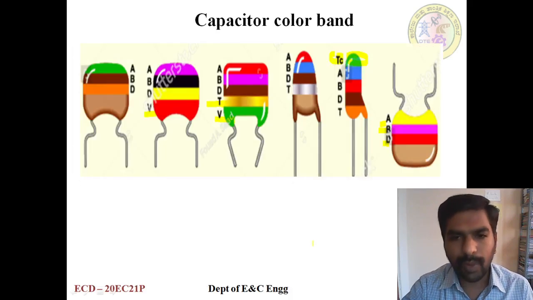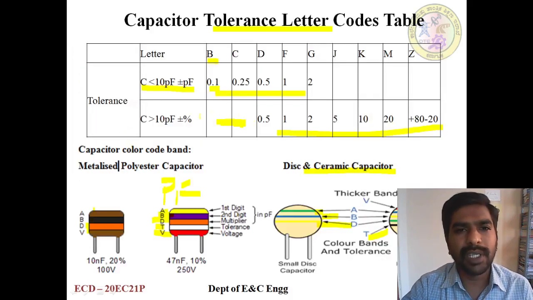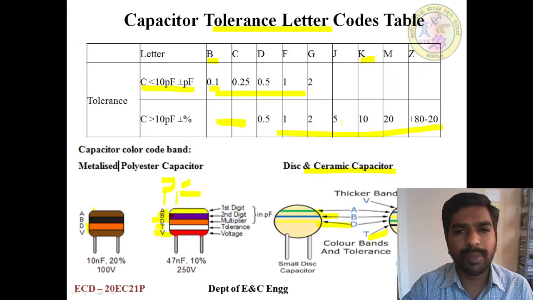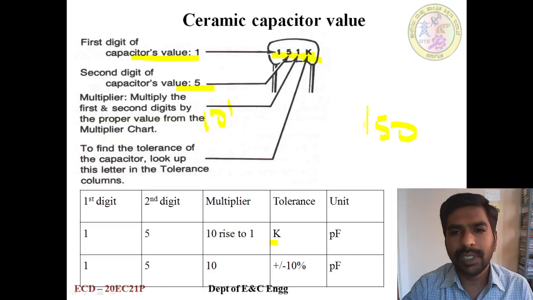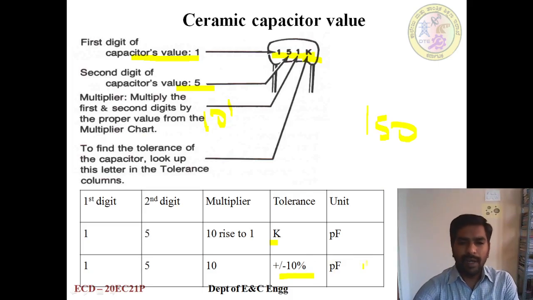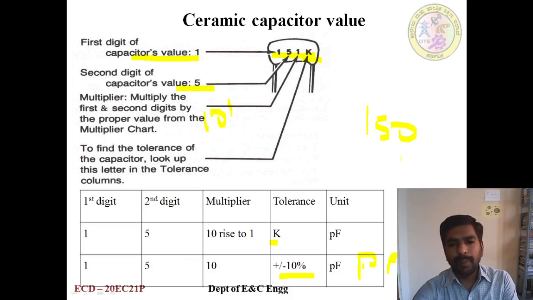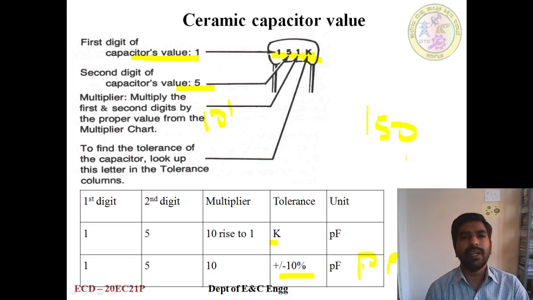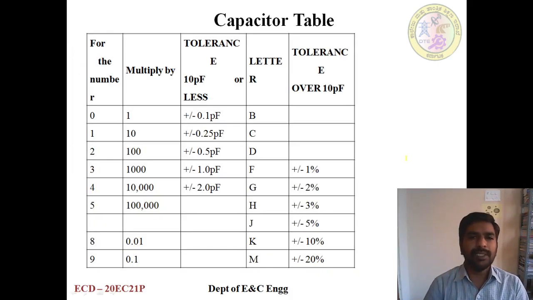That K, we have to go and refer to this. It's a K value. The ceramic capacitor values are all in the picofarad range. K is plus or minus 10%, that is the tolerance value, and the unit will be picofarad. The final calculation will be 150 picofarad plus or minus 10% tolerance. Like this, we can calculate the ceramic capacitor value. And this is the digit capacitor table.